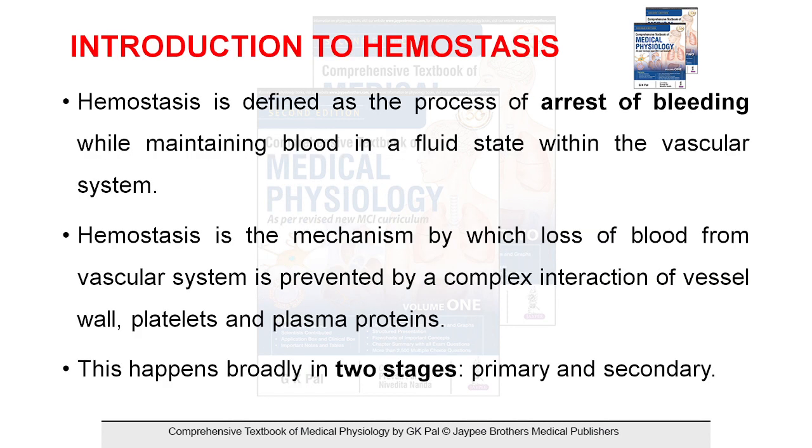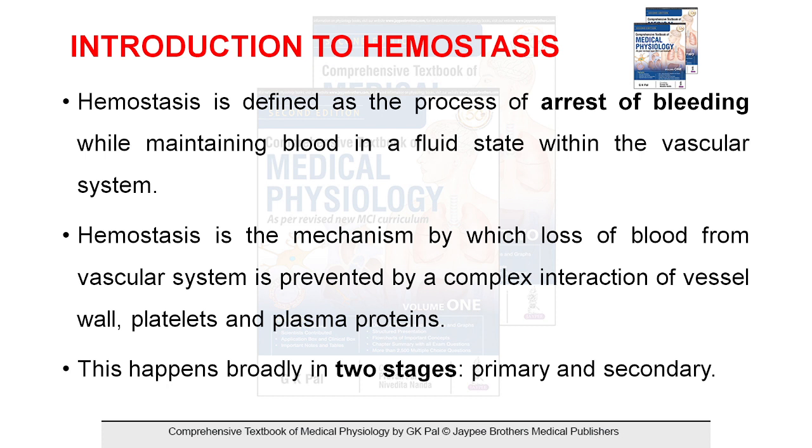So hemostasis, what we can define is, hemo means blood. Stasis means stoppage of bleeding or arrest of bleeding while maintaining blood in fluid state within the vascular system. So hemostasis is the mechanism by which the loss of blood from vascular system is prevented by complex interaction of vessel wall, platelets and plasma proteins.